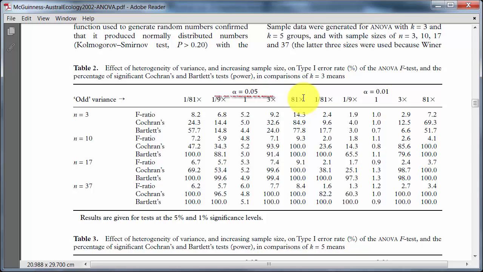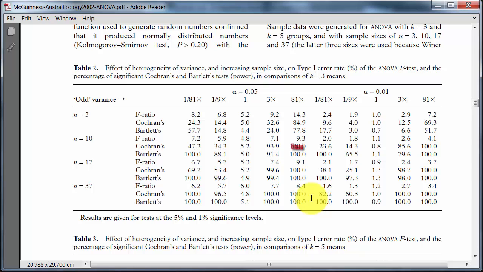So what happens? Well, let's start with the 81 columns, because that's clearly a case where one variance is much larger than the others. N equals 3. Cochran's test and Bartlett's test are significant most of the time, 3/4 of the time. That's good. N equals 10 and onwards, Cochran's test and Bartlett's test are always significant. But have a look at the F ratio.